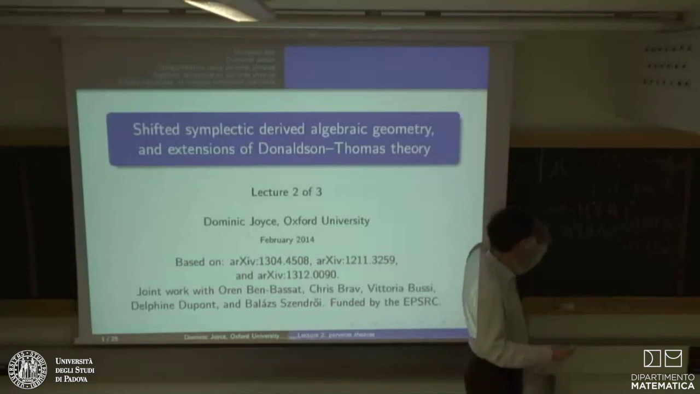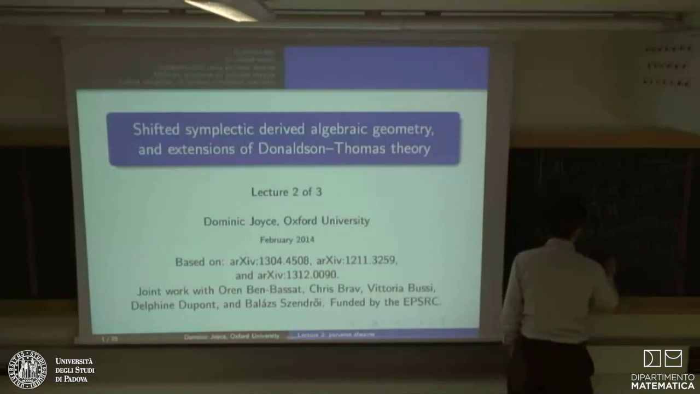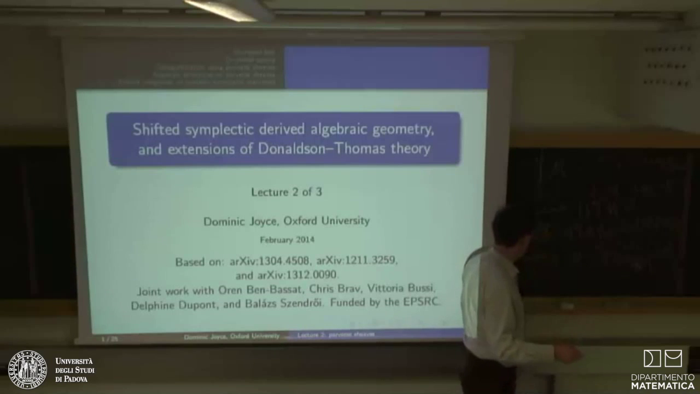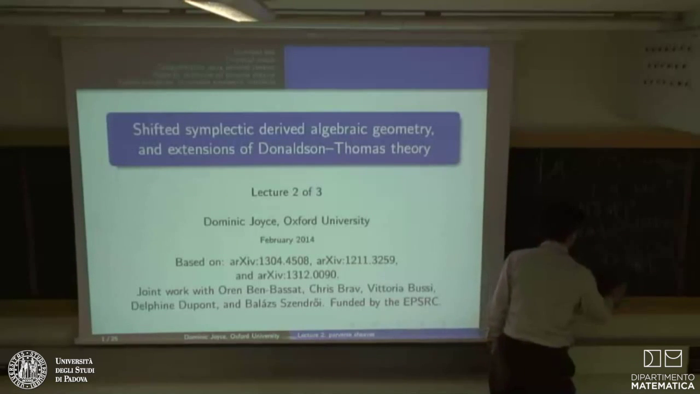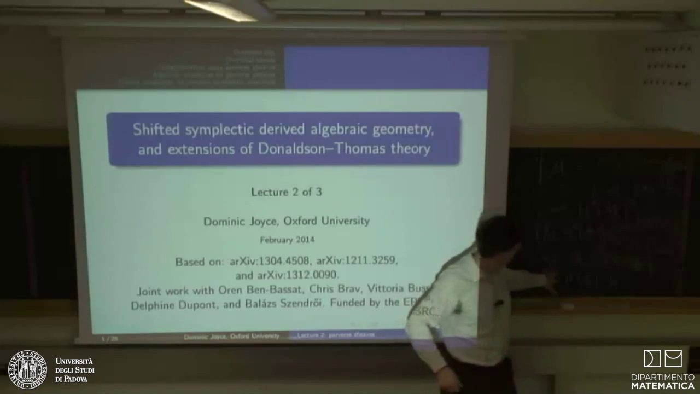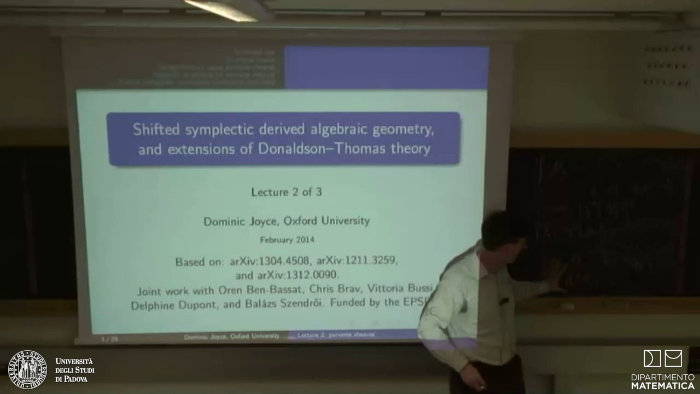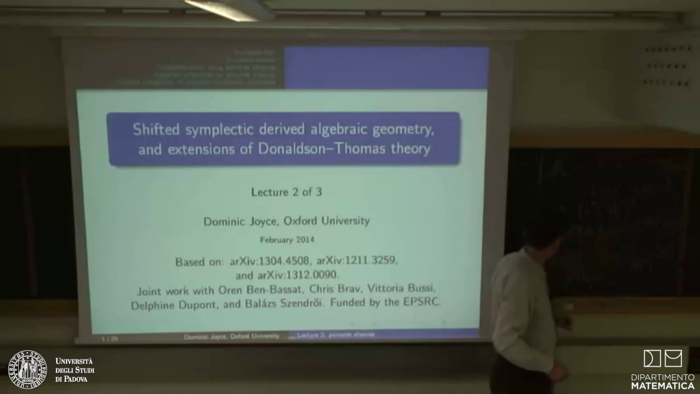And so, for example, if M were Spec of C[x]/(x squared), a double point, then we'd want H0 of M to be, well, whatever your field is, Q squared, let's say. So this cohomology theory we want has to count things with multiplicity, because otherwise we won't get the correct intersection numbers or Donaldson-Thomas invariants.